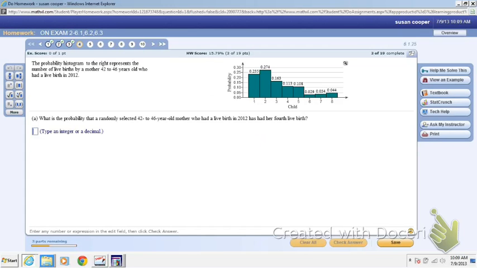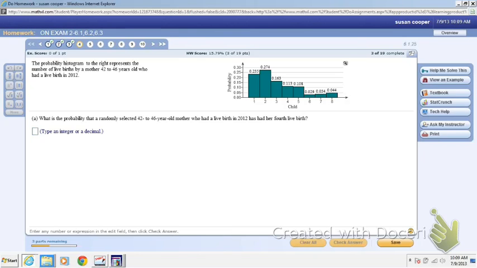And let's try number 4. Another thing that we want to be good at in this chapter is once you have a discrete probability distribution, you can obviously create what's called a probability histogram, and we want to be able to interpret that. So the probability histogram to the right represents the number of live births by a mother 42 to 46 years old who had a live birth in 2012. So what's the probability that a randomly selected mother who had a live birth in 2012 has had her 4th live birth?